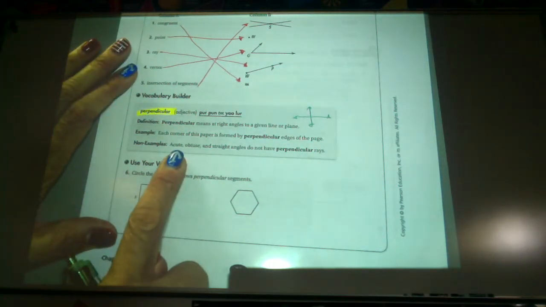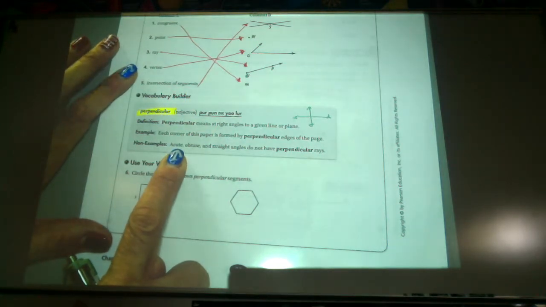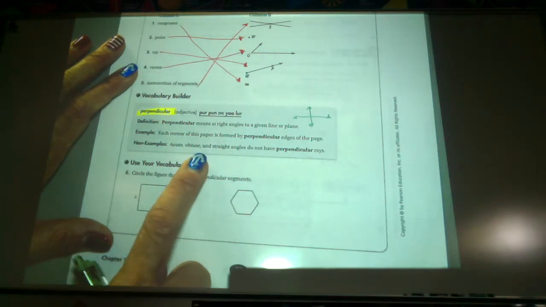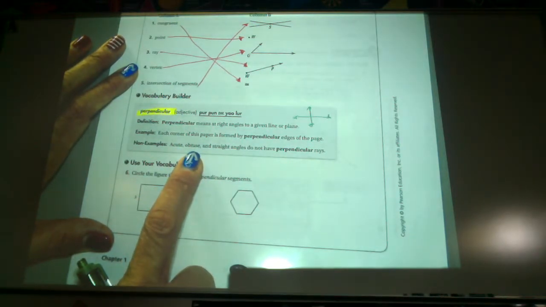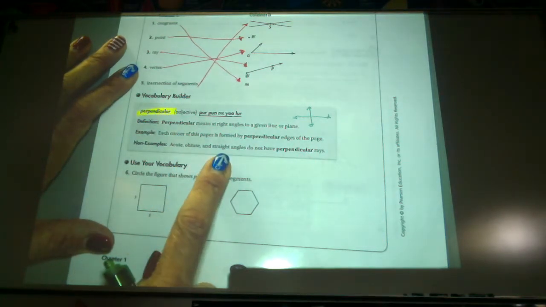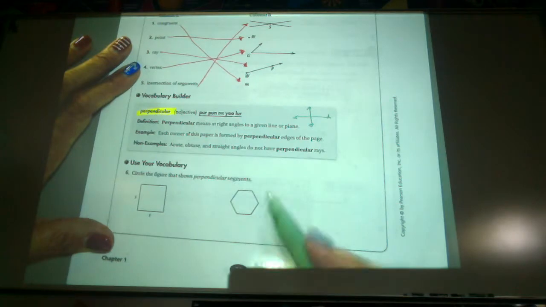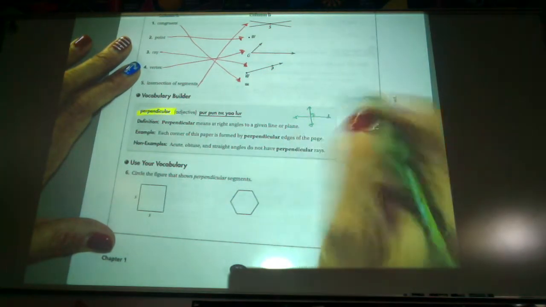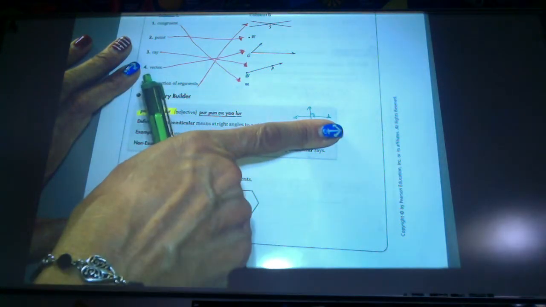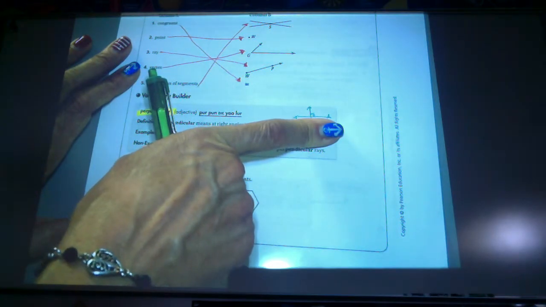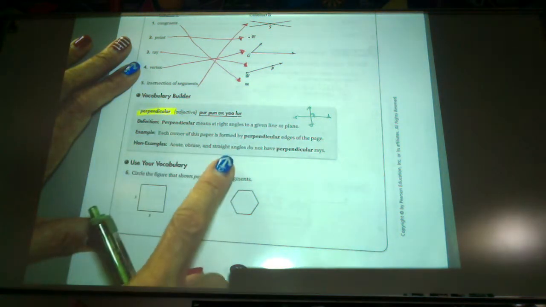A non-example would be an acute angle can never be perpendicular because by definition it's less than 90 degrees. An obtuse angle can never be perpendicular because it's greater than 90 degrees, although it can include a right angle. Straight angles, by definition, are not perpendicular because they equal 180 degrees. Although, as you can see, if this is a right angle here, there would be a straight angle containing 2 right angles. But the straight angle itself is not perpendicular.